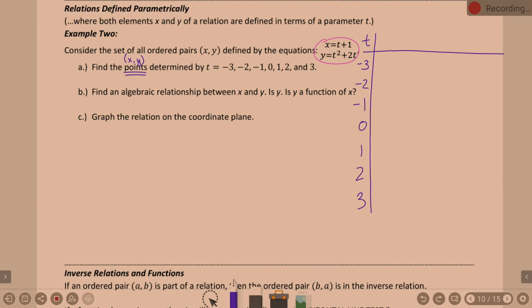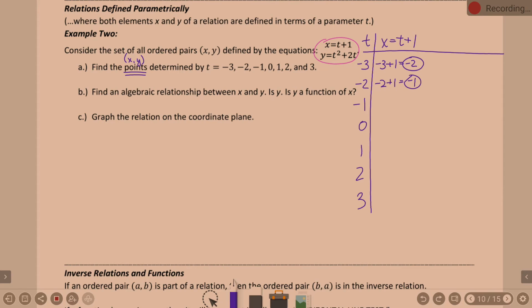Now, the second column I'm going to use to find x. How do I find x? X is defined to be t plus 1. So what do we know? If t is negative 3, what do you know? Negative 3 plus 1 is negative 2. Let's go ahead and do this entire x column. What about if t is negative 2? What's x? Negative 2 plus 1, which is negative 1.